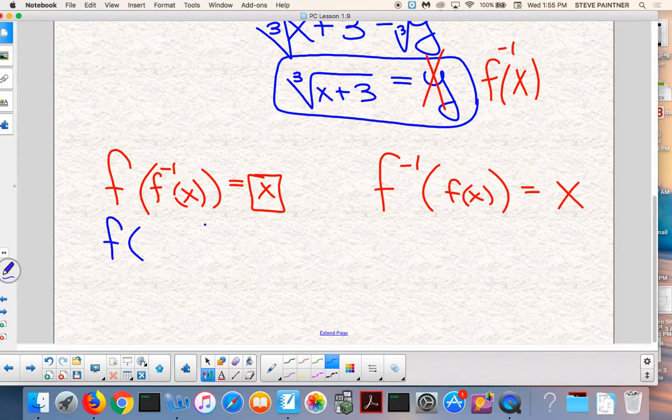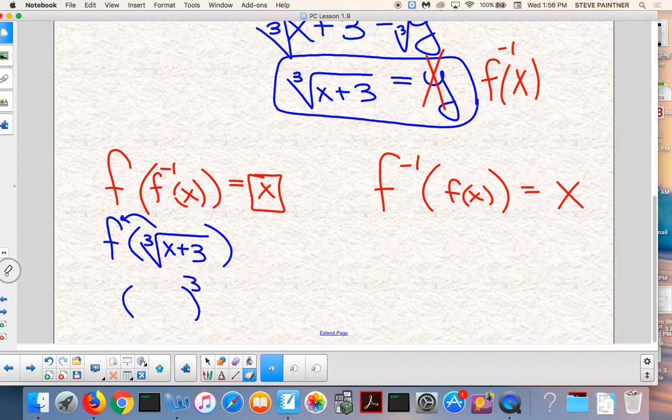Who can tell me the inverse function? Well, it's right there, right? The inverse function is right there, the cube root of x plus 3. Where does that go? In for f. But I can't see f. What's f? X cubed minus 3. Oh, minus 3. Okay, minus 3. And what goes in there? The cube root of x plus 3.